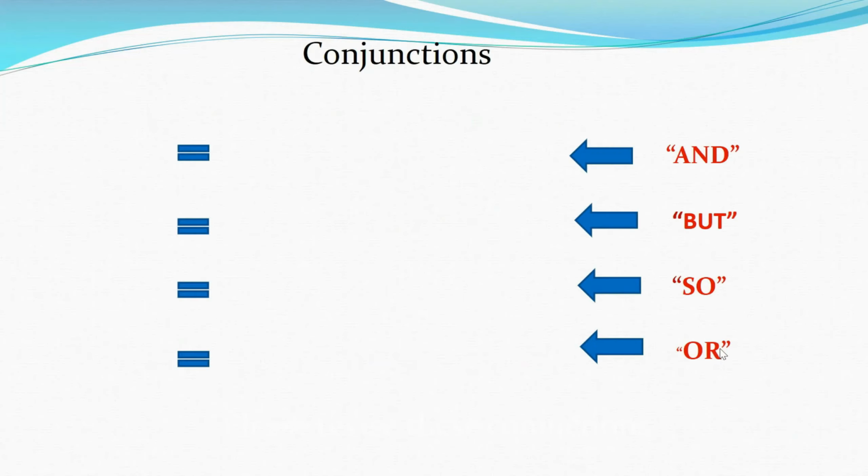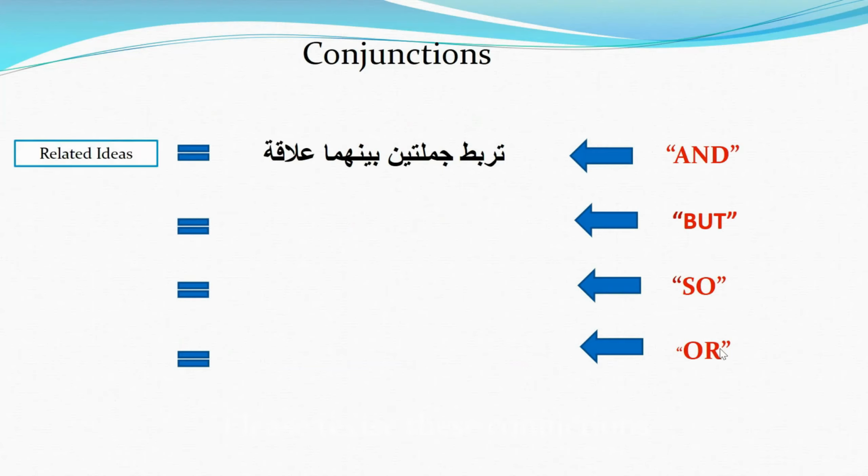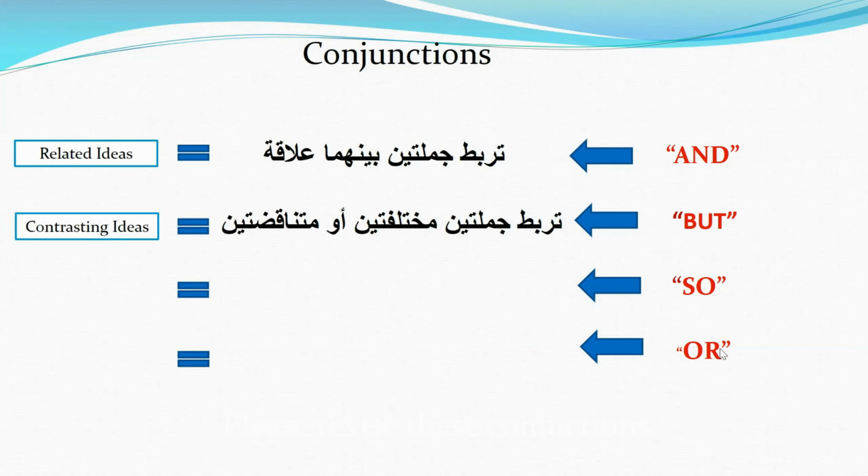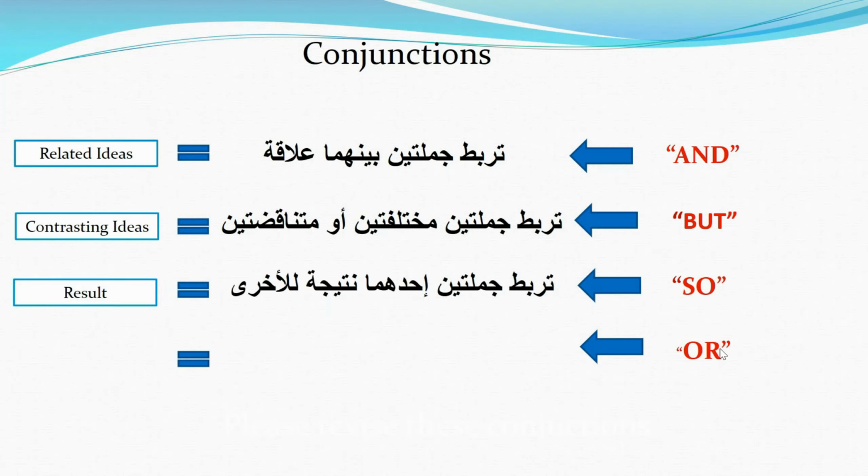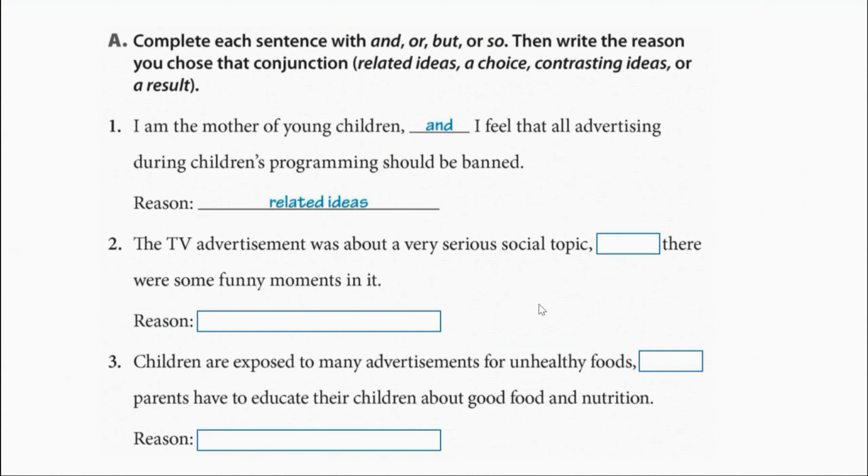So, in summary, and connects two sentences that have a relationship. We call this related ideas. But connects two different or contrasting sentences. We call this contrasting ideas. So connects two sentences where one is a result of the other. We call this result. And finally, or connects two or more choices. This is known as choices.